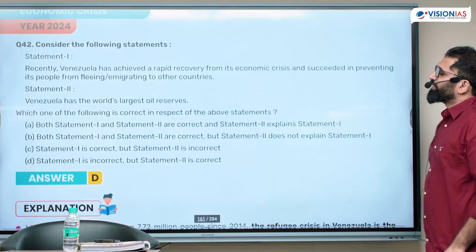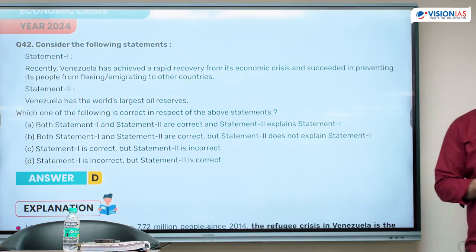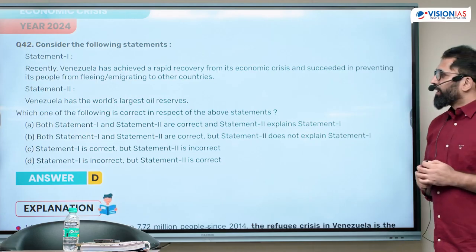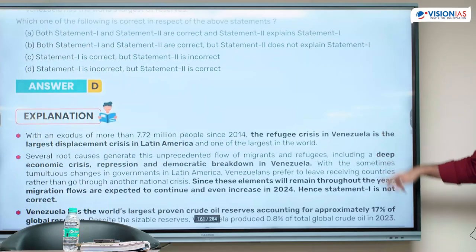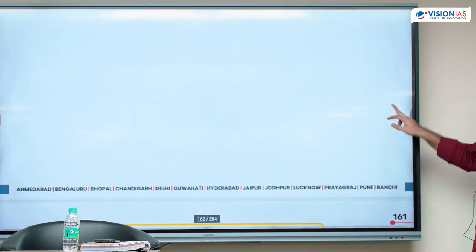Recently, Venezuela has achieved a rapid recovery from its economic crisis and succeeded in preventing its people from fleeing or immigrating to other countries. So if you're covering the news, you know it has not contained its economic crisis. 1 is incorrect. Venezuela has the world's largest oil reserves. This is true. This is why it is getting a lot of news, because of the oil reserves. Maduro government.